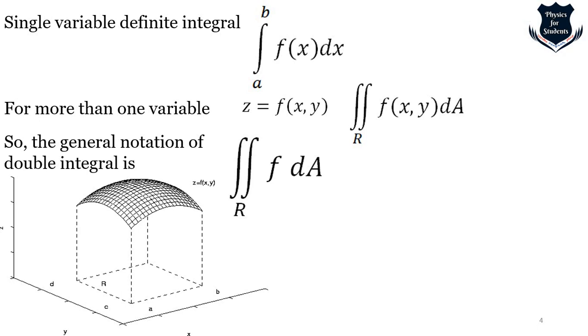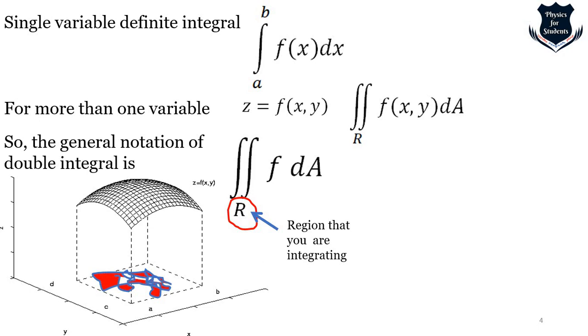Now, we write the general notation of the double integral as this, where R denotes the region that we are integrating, which is shown at the bottom left of the screen with the red and blue marking. So this is the region that we are trying to integrate. Whether we write a capital A or a small a doesn't matter. Here I have used a capital A, earlier it was a small a. It is just a notational convention, nothing more than that.